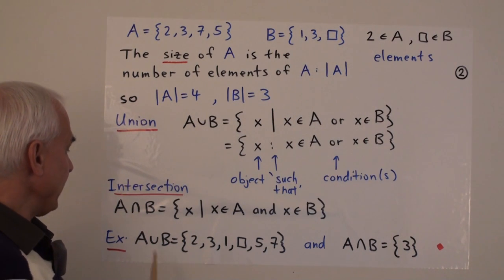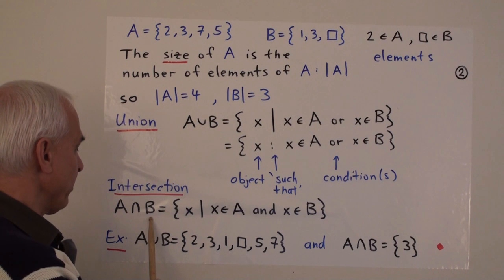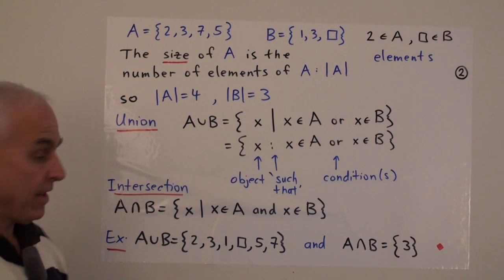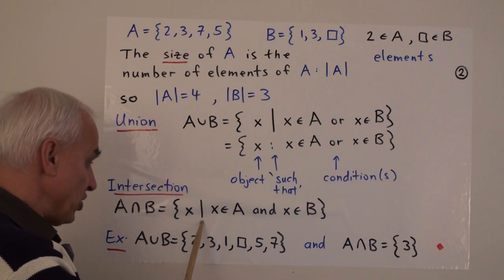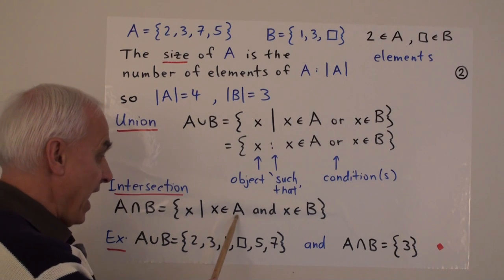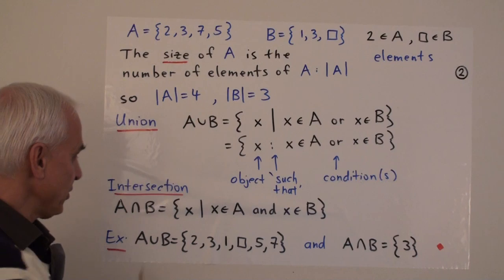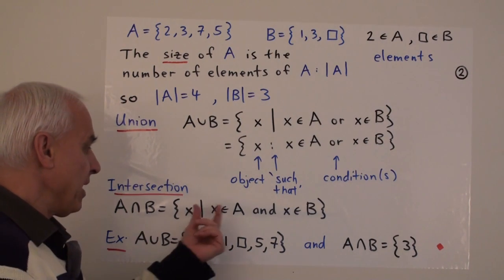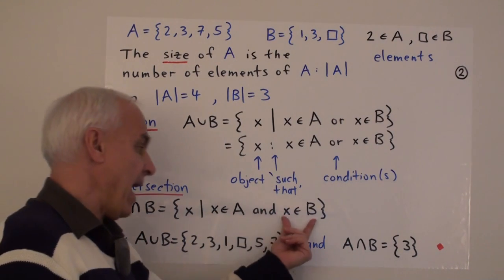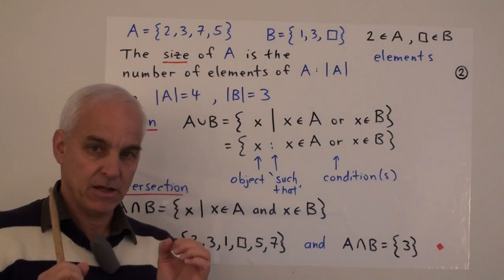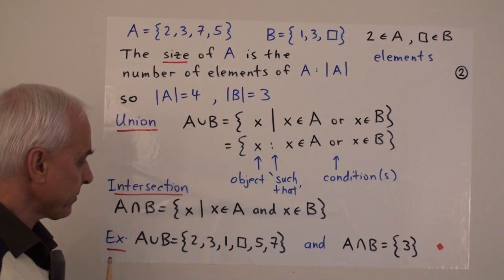And complementary to that is the idea of an intersection. So A intersect B is the set of X such that X is in A and X is in B. So the elements here have to be both in A and in B. They have to satisfy two conditions.